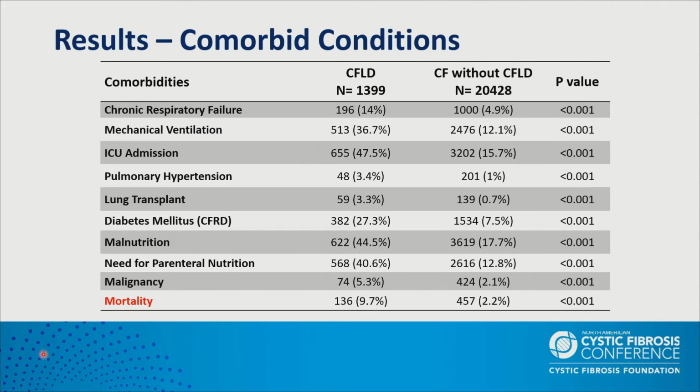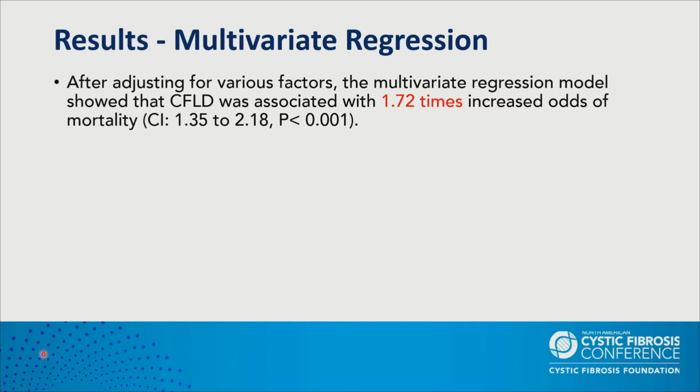And then we did analyze all the comorbid factors, and I have included only the significant ones. Patients with CFLD in that cohort had a lot of severe comorbidities, such as respiratory failure, mechanical ventilation, ICU admission, pulmonary hypertension, lung transplant status, diabetes mellitus, which is a surrogate of CFRD, malnutrition, need for parenteral nutrition, as well as malignancy, all higher compared to CF patients without liver disease. And specifically for mortality, mortality is about 4 times higher in the liver disease group in this univariate analysis. So then we moved on to multivariate regression.